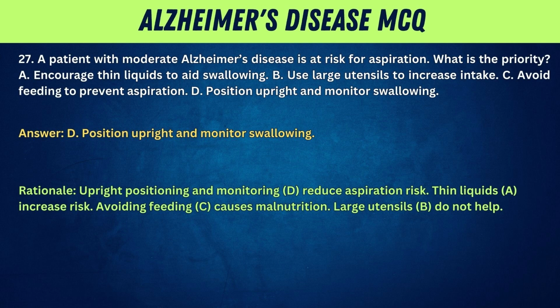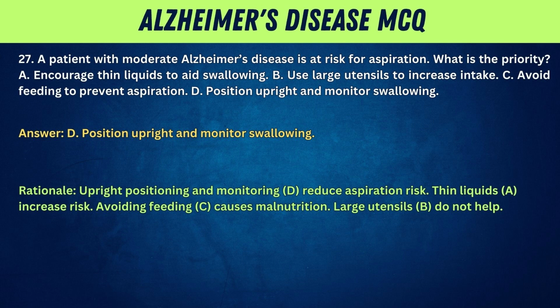27. A patient with moderate Alzheimer's disease is at risk for aspiration. What is the priority? A. Encourage thin liquids to aid swallowing. B. Use large utensils to increase intake. C. Avoid feeding to prevent aspiration. D. Position upright and monitor swallowing. Answer. D. Position upright and monitor swallowing.